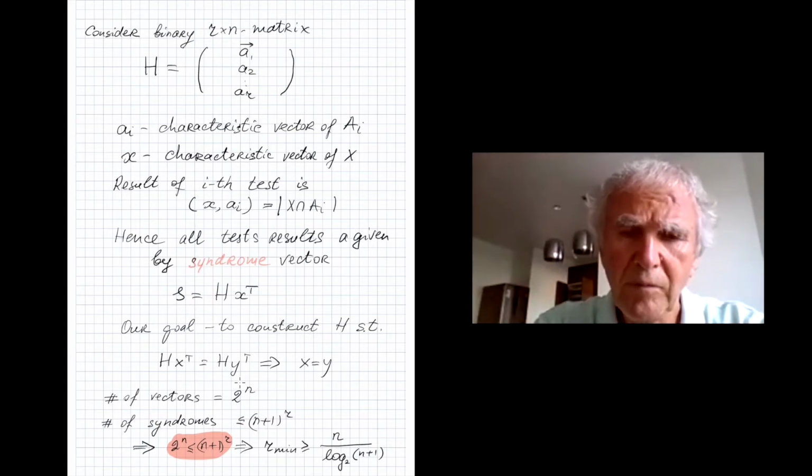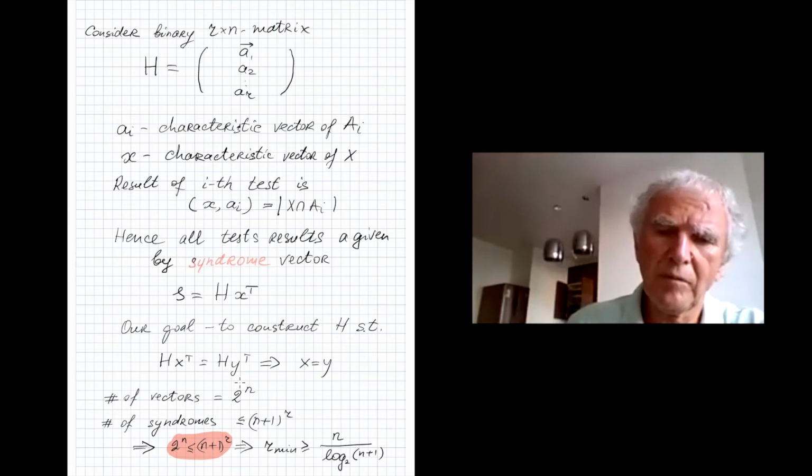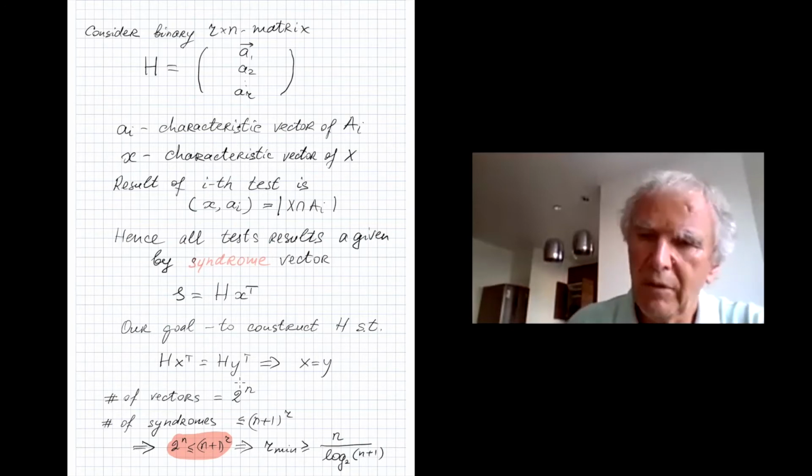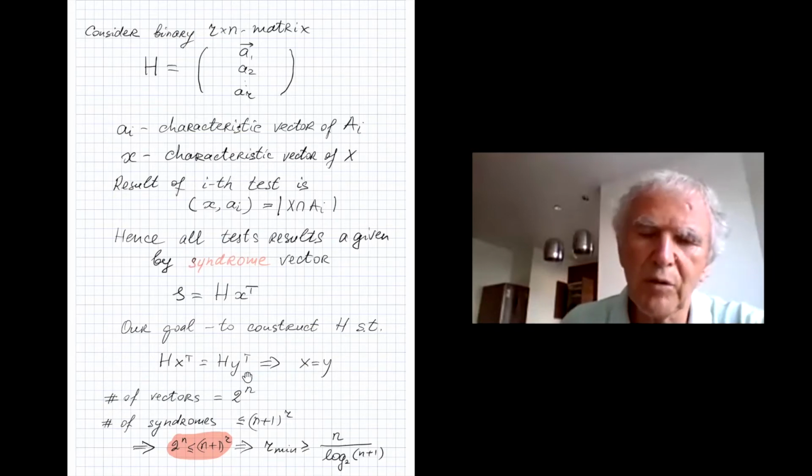So how many different vectors x do we have? Of course, 2 to the power n. How many syndromes do we have? Coordinatewise, a syndrome has at most n plus 1 values: 0, 1, etc., up to n, if all users were active and all of them sent 1 at this position. So therefore, the number of syndromes is not more than n plus 1 to the power r.